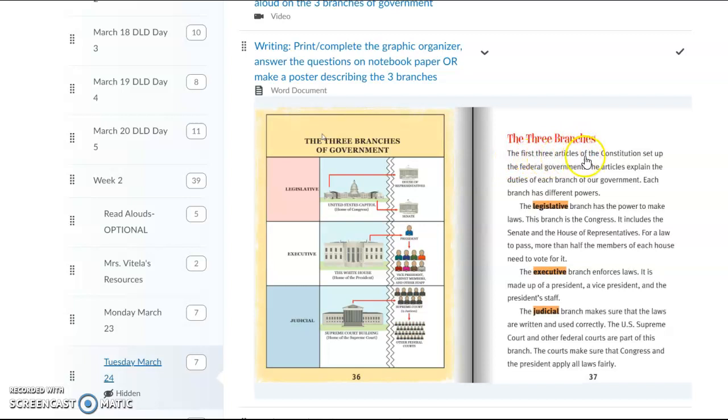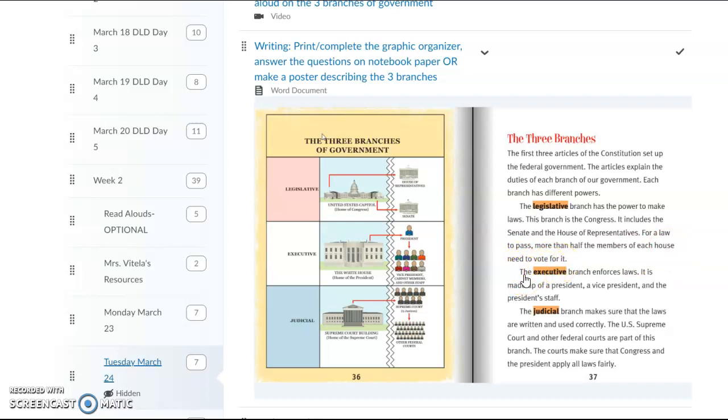The first 3 articles of the Constitution set up the federal government. The articles explain the duties of each branch of our government. Each branch has different powers. The legislative branch has the power to make laws. This branch is the Congress. It includes the Senate and the House of Representatives. For a law to pass, more than half the members of each house need to vote for it.